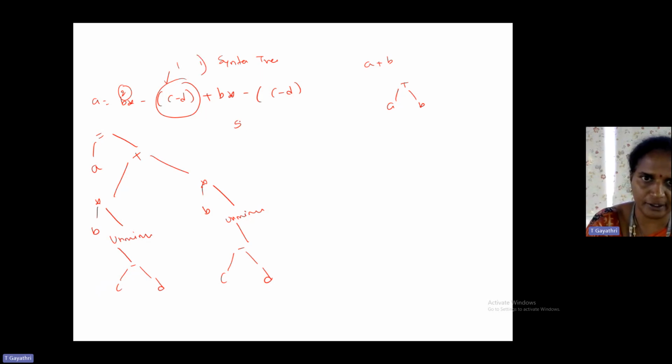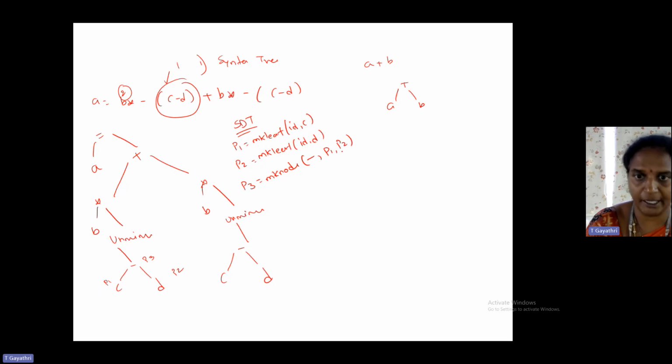If you want to write the syntax directed translation, take a node P1. For example, how to write C? For P1, that is a leaf node, so we can write it as mkleaf, identifier, C. For P2, that is the identifier D. For P3, that is not a leaf node, so we can write mknode with the operator, P1 and P2, like that. We can write all the nodes as SDTs.